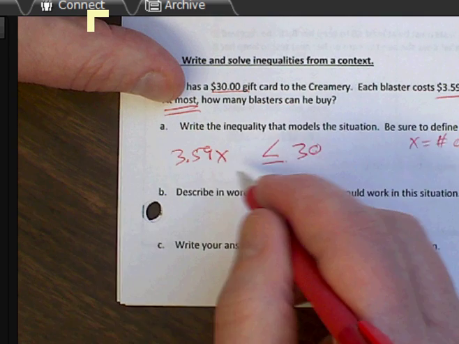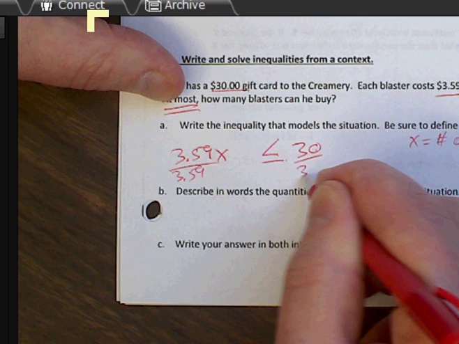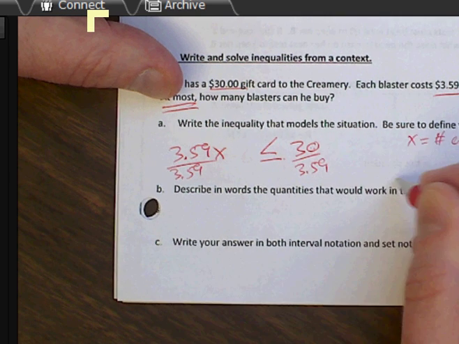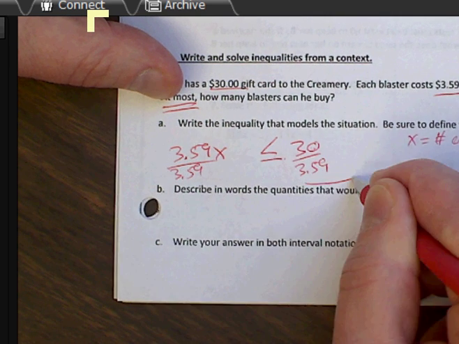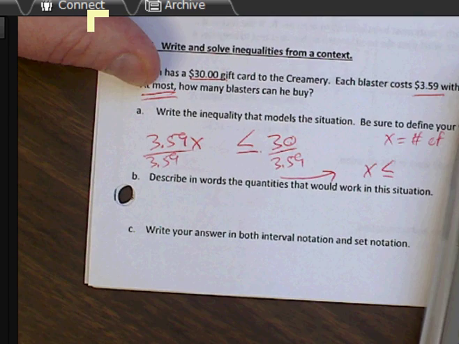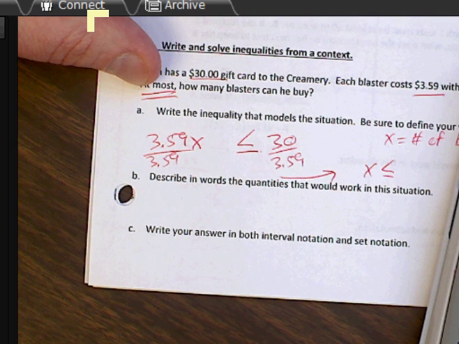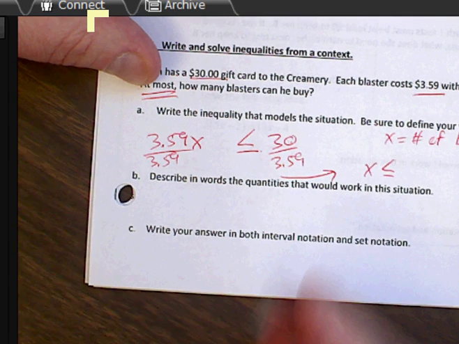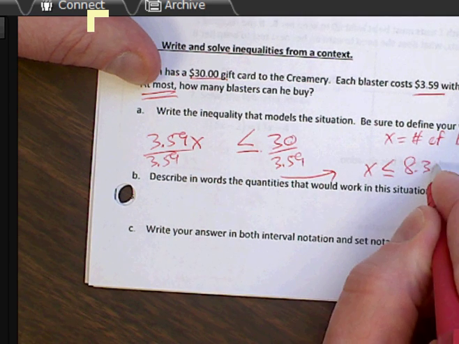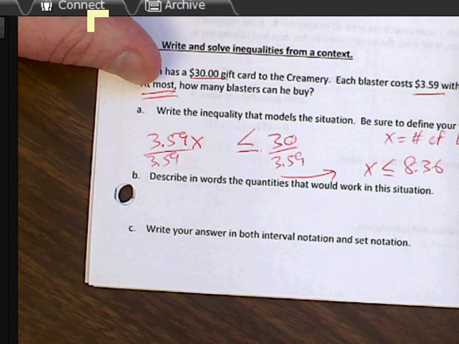Okay, we would divide by $3.59. I'm going to get X is less than, let me come over here. I'm going to do this on the calculator. So I get 30 divided by 3.59, 8.35, 8.36, let's call it. Right?